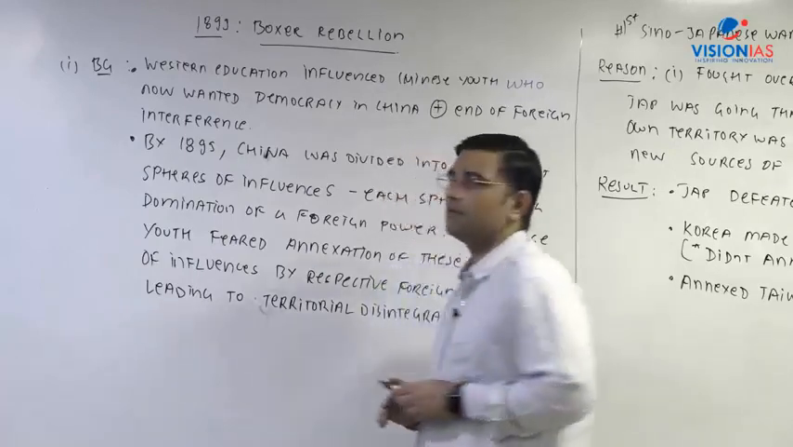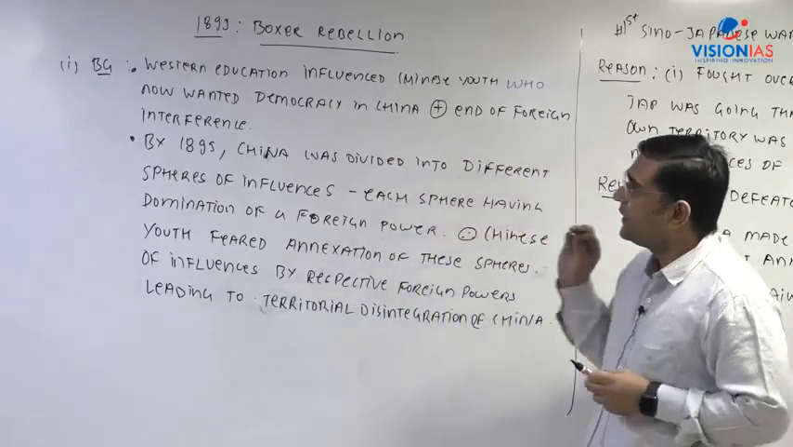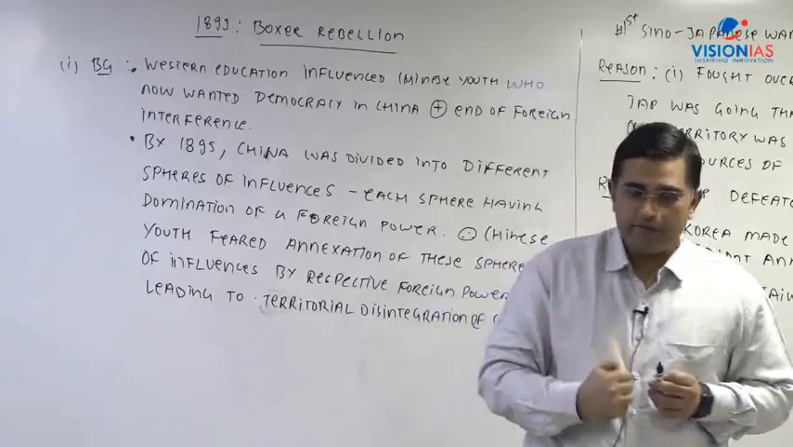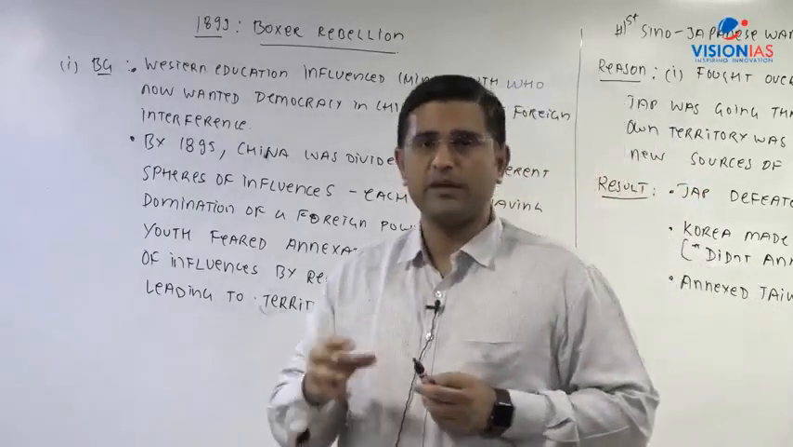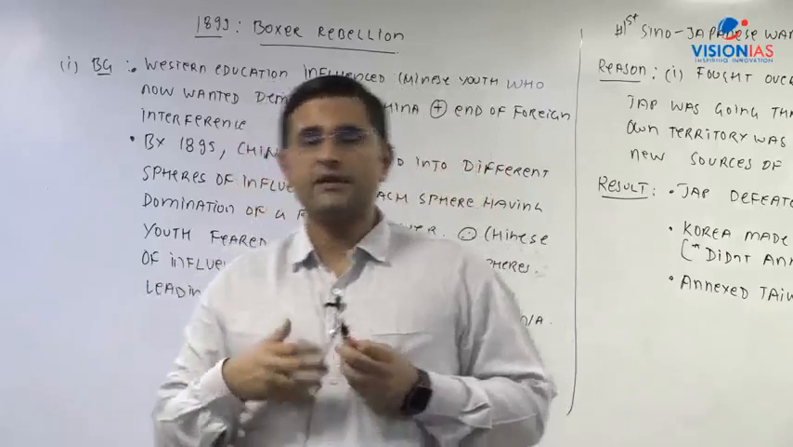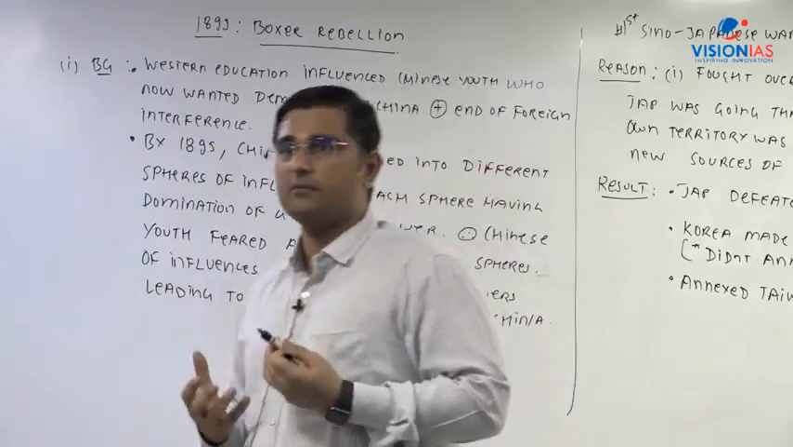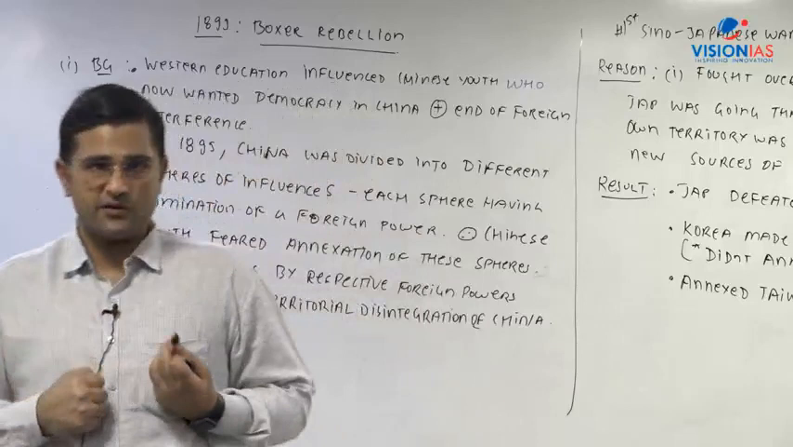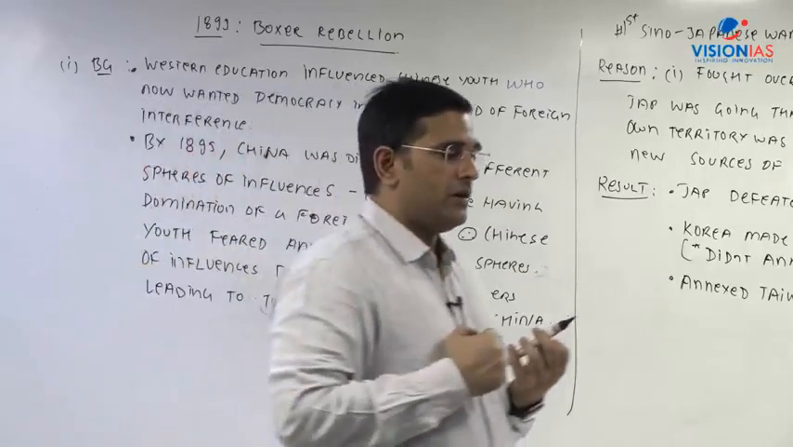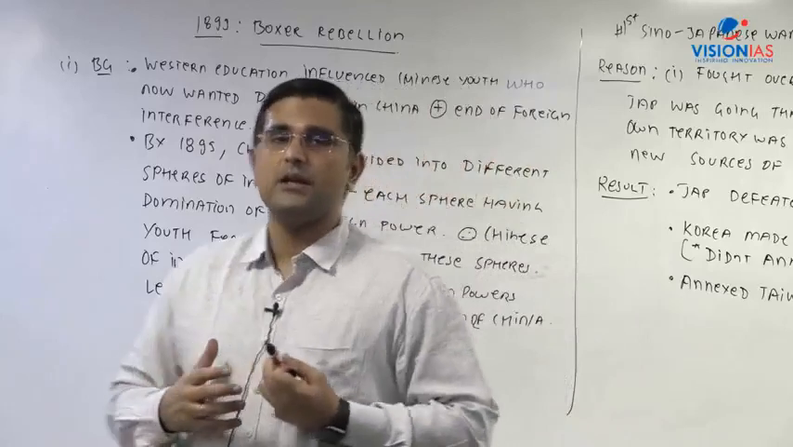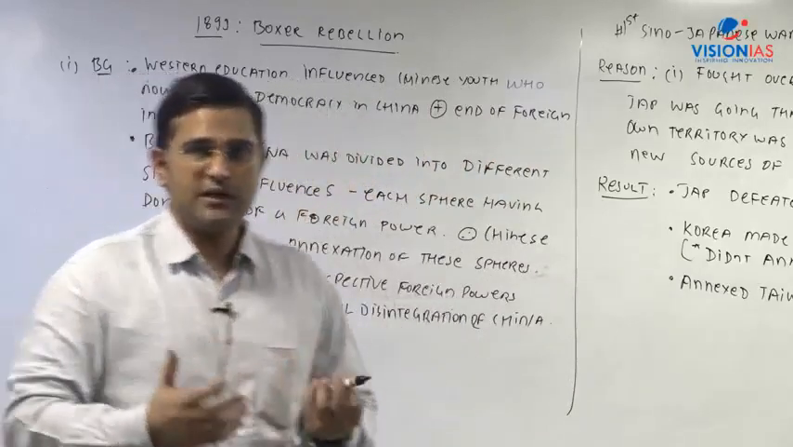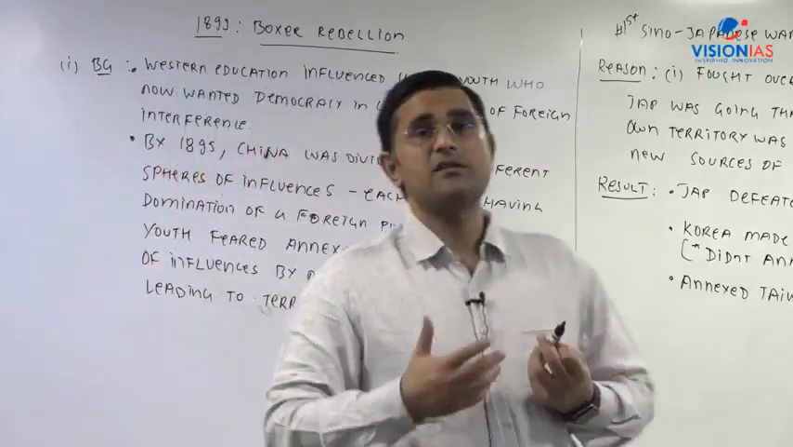So what we have written, what is the background? As we have mentioned earlier also, along with the missionaries came Western education. In India also, for example, today we are studying Western education. The East India Company introduced Western education into India. So there was this civilization project by these Western powers. They wanted to bring their religion to the East. They wanted to bring their Western education to the East.